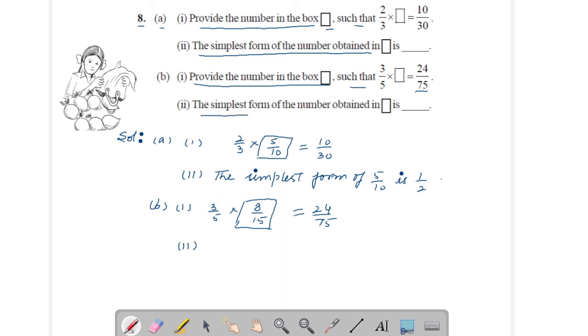Second part is the simplest form of the number obtained in box is. Here the simplest form of 8 upon 15 is 8 upon 15. Why? Because we can't cancel numerator and denominator by any number.